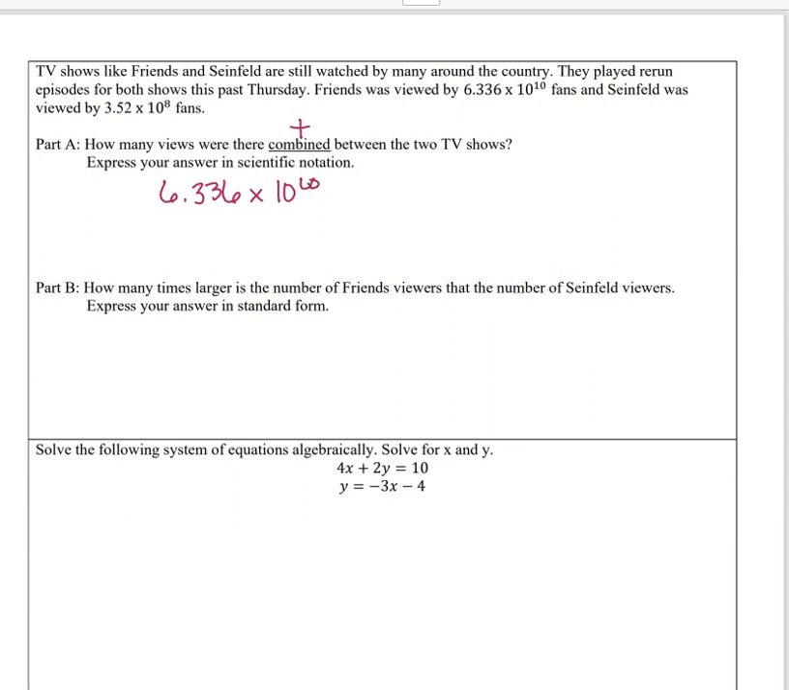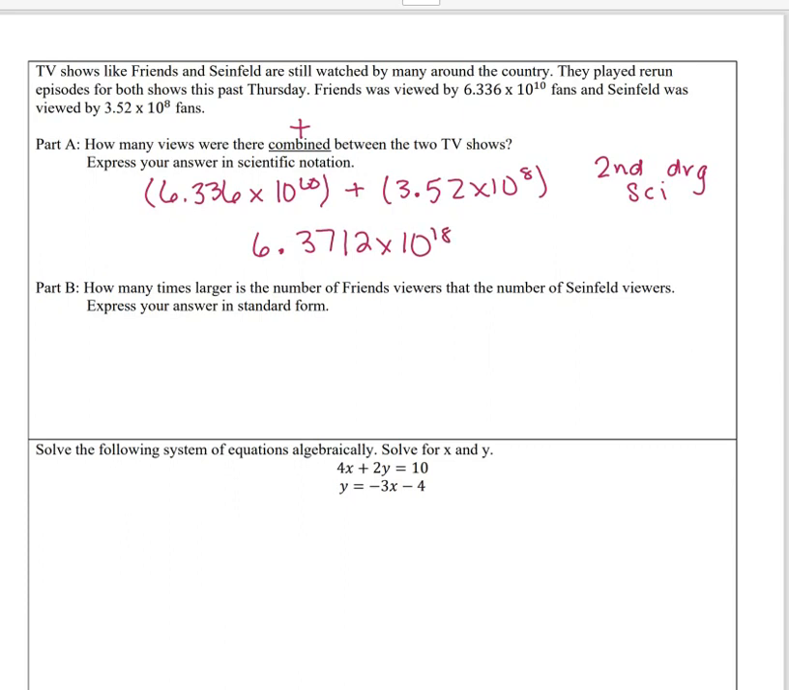Oops, that should be to the 10th. And add it, because combine means add, to the amount viewed by Seinfeld. Now from here it says express your answer in scientific notation. So this is where I'm going to hit second, DRG, and make sure I have it over in scientific notation. I'm going to type it into the calculator exactly how I see it, include those parentheses, and my answer is 6.3712 times 10 to the 10th power.